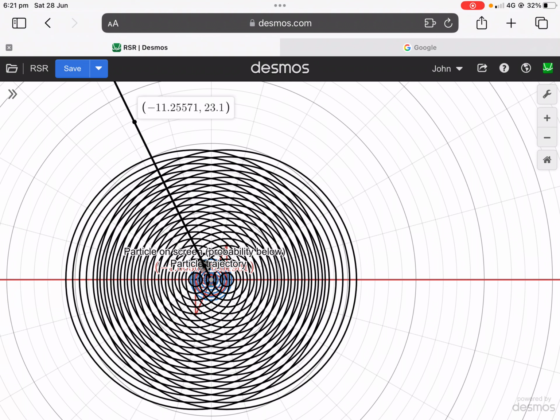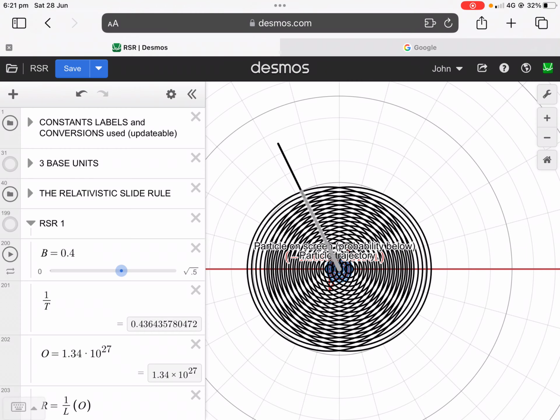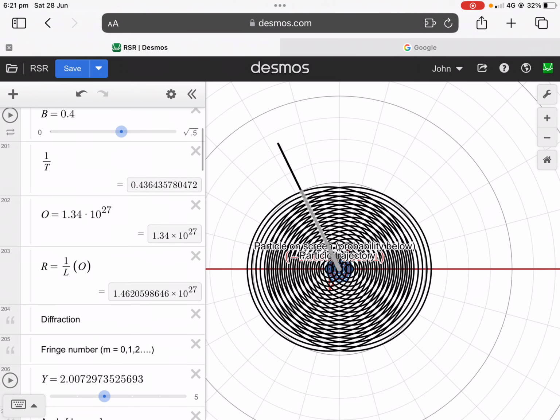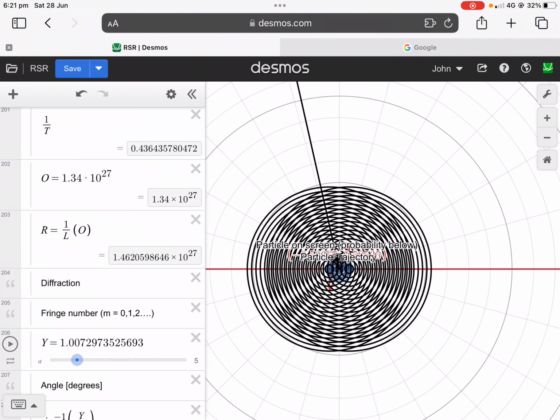So there's the particle heading off on the trajectory, and it's going to arrive on the second fringe in this case. And I just change Y, and it'll arrive on the first fringe, the 0 fringe, or I can take it out to, in this case, there's a fourth fringe. There's no fifth fringe. There's a fourth fringe, a third fringe, a second fringe, first, etc. and 0.